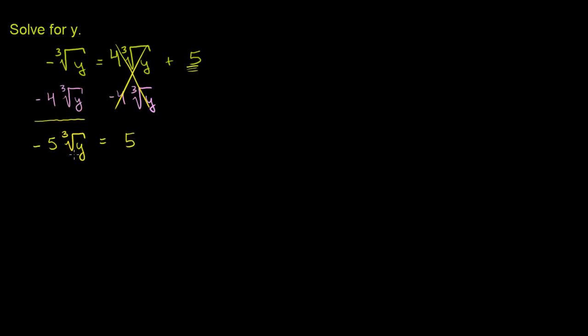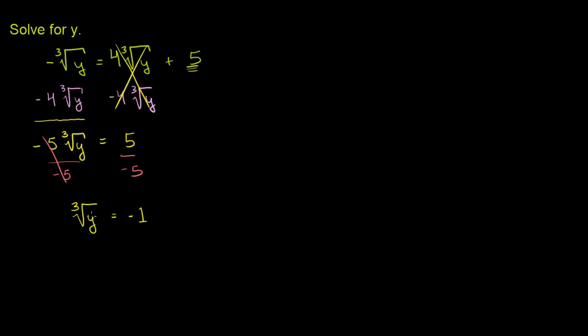Now, we've almost isolated this cube root of y. We just have to divide both sides of the equation by negative 5. And these cancel out. That was the whole point. And we are left with the cube root of y is equal to 5 divided by negative 5, which is negative 1. Now, the cube root of y is equal to negative 1.